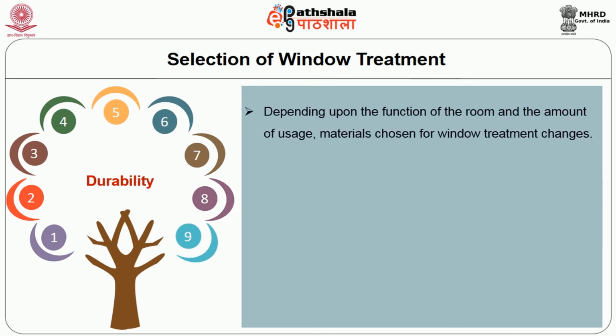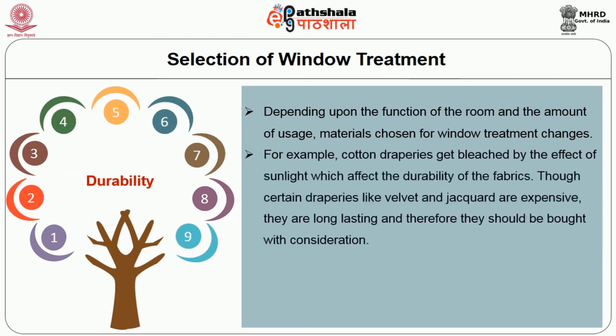Durability. Depending upon the function of the room and the amount of usage, materials chosen for window treatment changes. For example, cotton draperies get bleached by the effect of sunlight, which affects the durability of the fabrics.